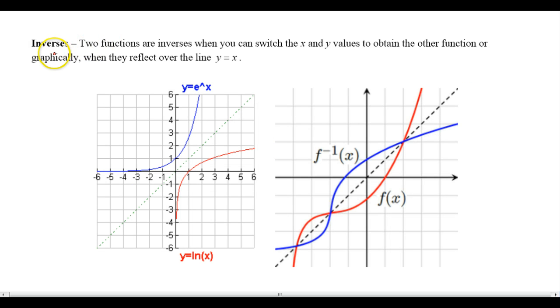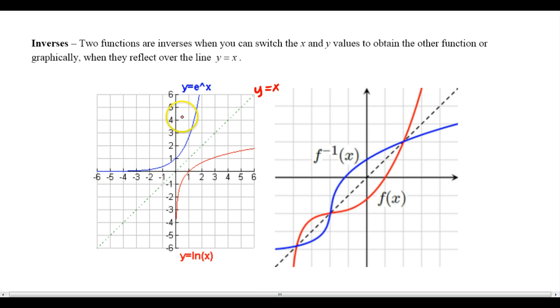And the last thing I want to talk about in this portion is inverses. It's not really a property of a function necessarily, but sometimes a function has an inverse, which means that you can switch the x and the y values of one function to obtain another function. So graphically, if you have one function and you switch the x's and y's, it's going to reflect over the line y equals x. So in case you didn't know, this line here is the line y equals x.